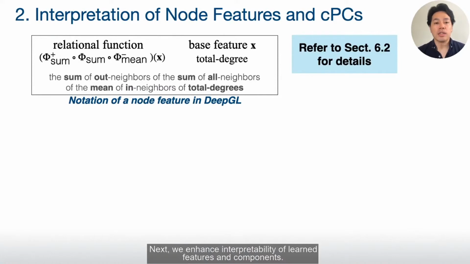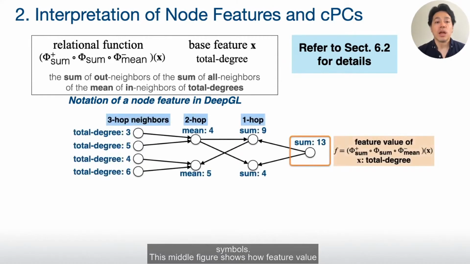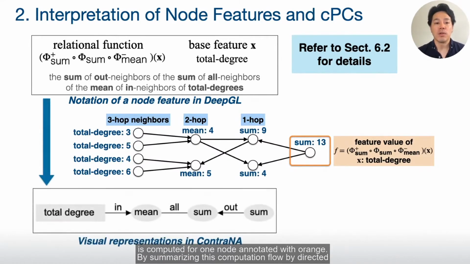Next, we enhance the interpretability of learned features and components. Here I will provide only a brief explanation. For more details, please refer to our paper. As shown here, DeepGL could produce a complicated feature denoted with multiple mathematical symbols. The middle figure shows how a feature value is computed from one node annotated with orange. By summarizing this computation flow by directed links and text, Contrana provides a more intuitive way to understand the node feature.